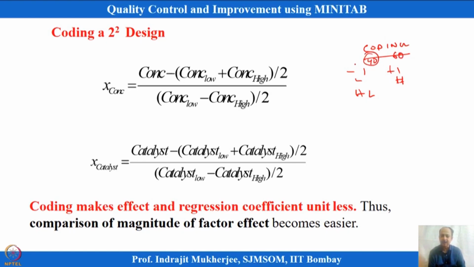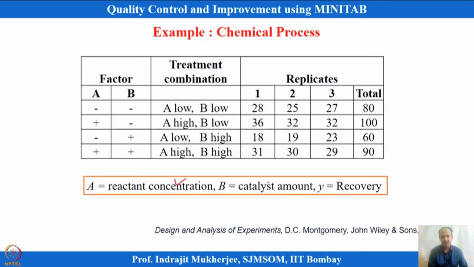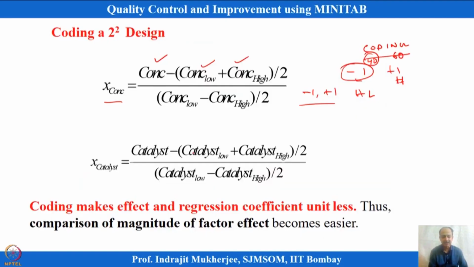With actual values, how do I convert into minus 1 and plus 1, so that I can compare the effect estimations? There is a formulation given over here. This is X, the actual concentration; you take the maximum and minimum, divided by 2, and then we get values within minus 1 and plus 1. All the values will be converted into minus 1 and plus 1. Similarly, one variable is concentration and the second one is catalyst amount. These are the two formulations which can be used to standardize or code the variables within minus 1 and plus 1.